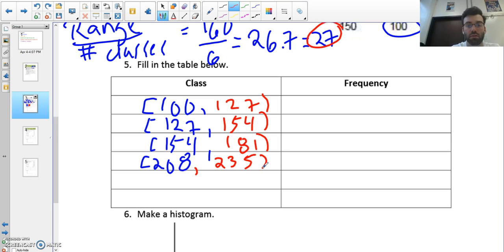235, soft close. 235, add 27. I'm missing one. Hold on a second. I got 100 at 27, 124 at 154, 181. There it is.